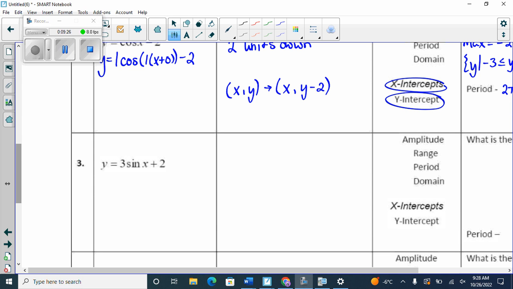So when we look at this one, we have y equals 3 sine 1 x plus 0 plus 2. Do you have to show it in this form? No. It usually just helps people realize what's a C, what's a D, what are your A's, and it just kind of helps you out. You don't have to. This one has a vertical stretch.